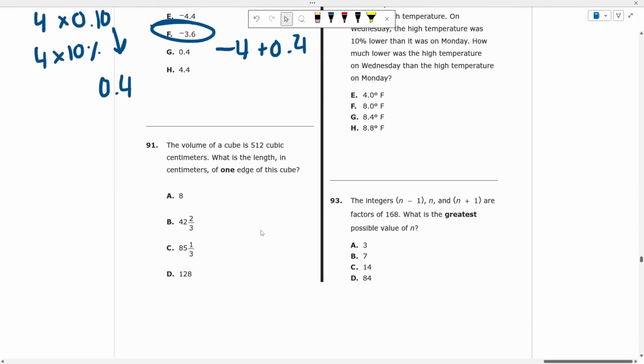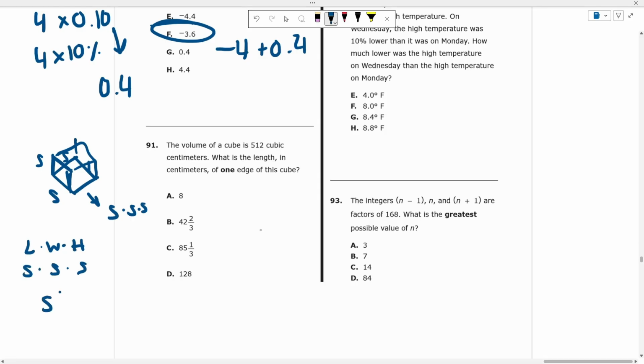Number 91 says the volume of a cube is 512 cubic centimeters. What is the length in centimeters of one edge of the cube? Okay, so here we know that the volume, especially of a cube, is just going to be equal to side times side times side. Why? Because in a cube, all of the sides are equal to one another. So this side, this side, and this side are all equal to one another. So instead of it being length times width times height, because they're all the same value, it's s times s times s, or s cubed.